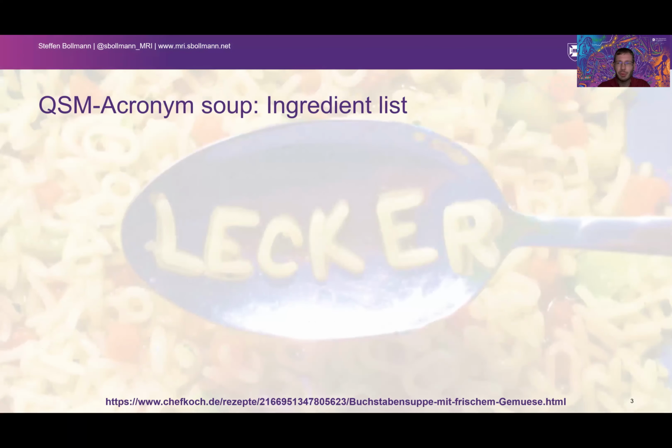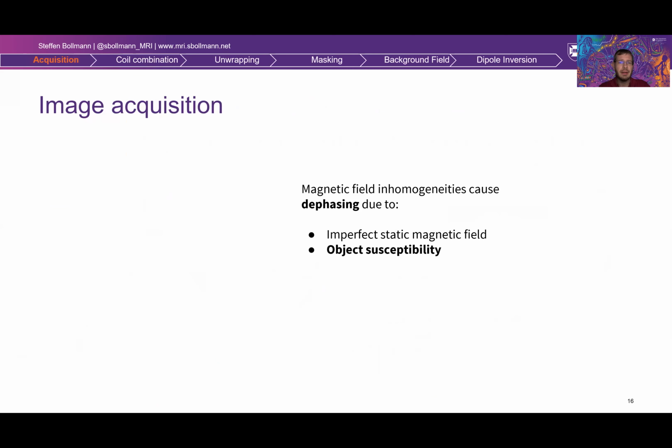Let's start with the data acquisition that we need to compute QSM. We know that field inhomogeneities cause dephasing, and they are due to imperfect shimming or object susceptibilities. So by measuring the complex signal of a gradient echo scan, we can compute the object susceptibility from that.